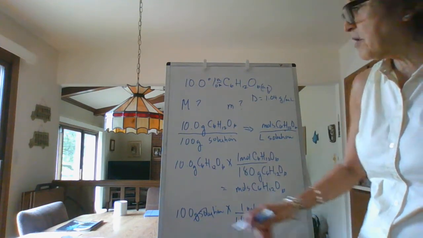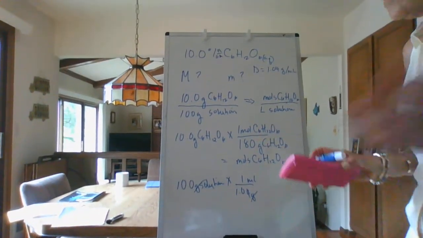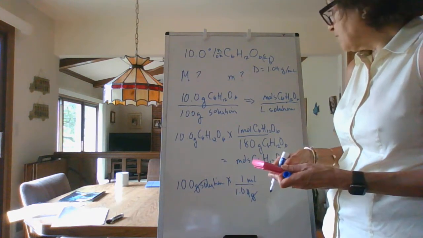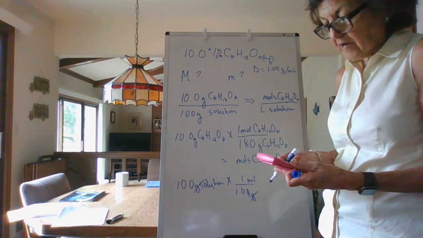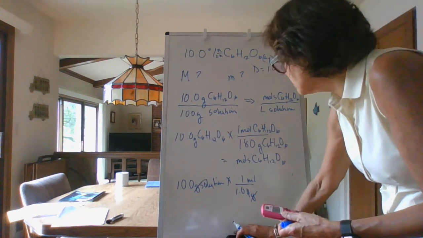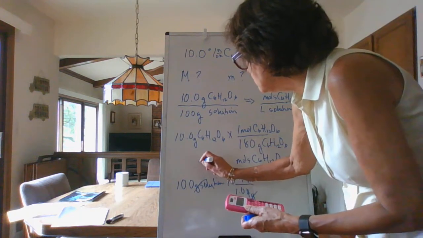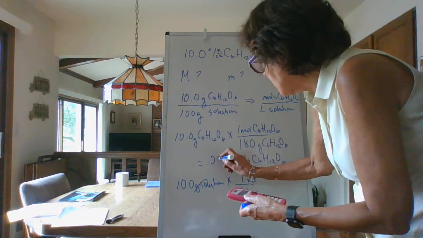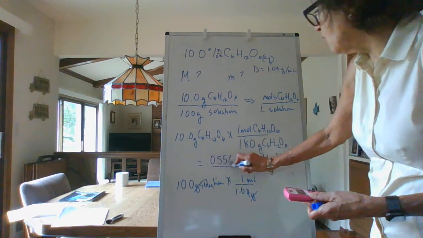All right, so now we can pick up our calculators. And let's take a look here. All right, 10 divided by 180. And that is 0.05555. And I'm just going to round it to 3 sig figs. So erase this here. Put equals 0.0556 moles. All right, so I have my moles.